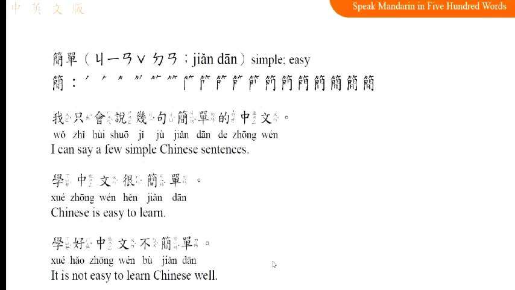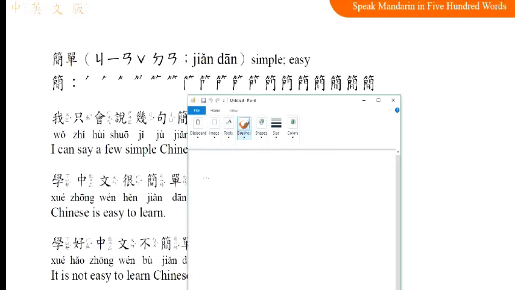简单 is simple, easy. 简单. See the stroke order: 1, 2, 3, 4, 5, 6, 7, 8, 9, 10, 11, 12, 13, 14, 15, 16, 17. 简, it means simple. The upper stroke's radical is bamboo. In the old times, people used bamboo to write, or to make paper.